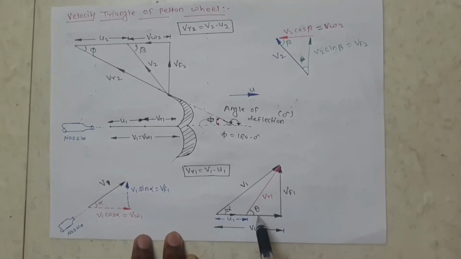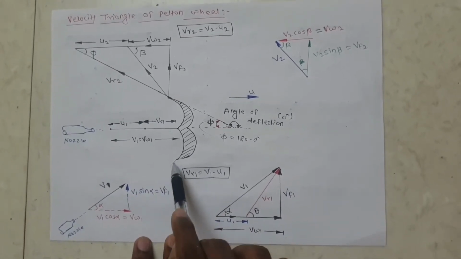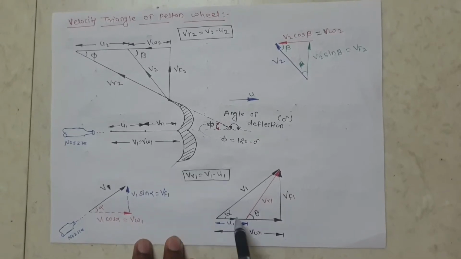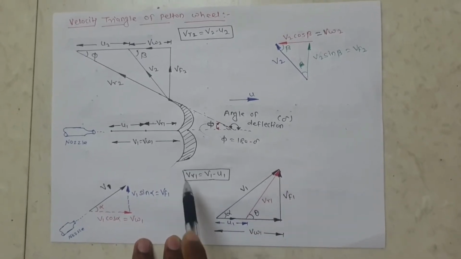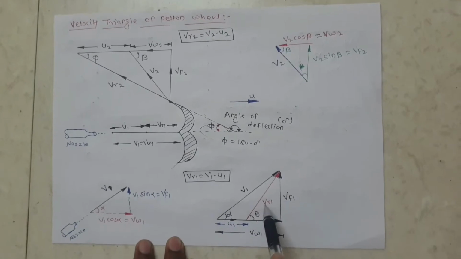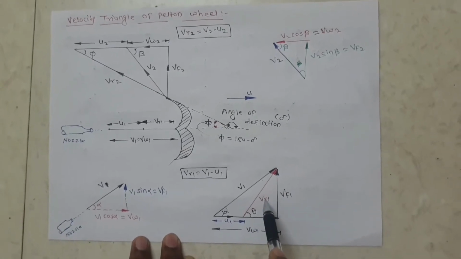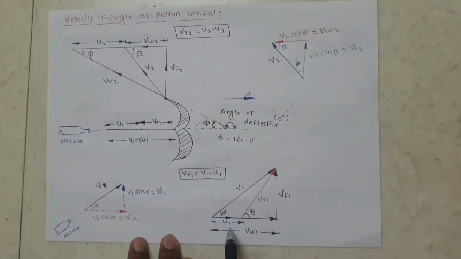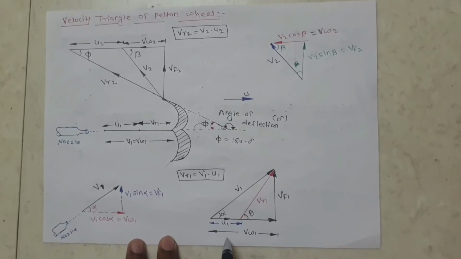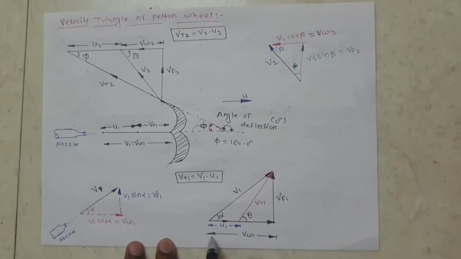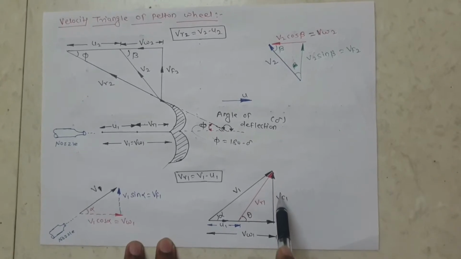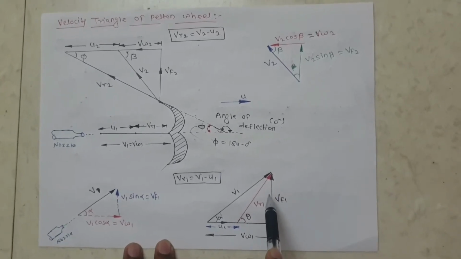That means theta is the blade angle at inlet here. So VR1 is the relative velocity at the inlet and U1 is the blade velocity at the inlet. And already you know that the Vw1 is the whirl velocity component and Vf1 is the flow velocity component.